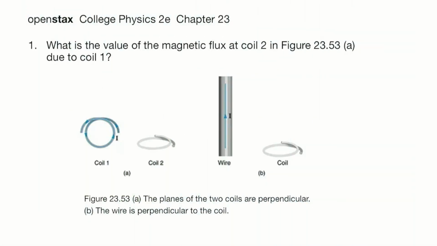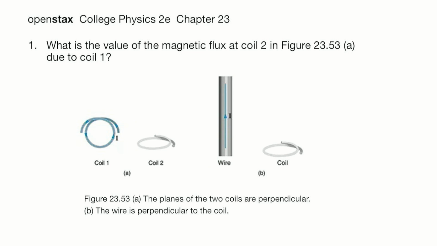Alright, in problem 1, we need to consider the two coils that are in part A of the figure, and we need to find the value of the magnetic flux at coil 2 due to coil 1. Okay? And we are also told that the planes of the two coils are perpendicular.